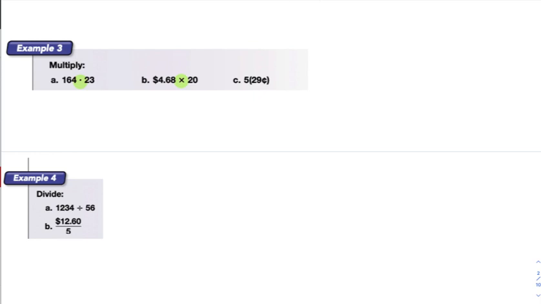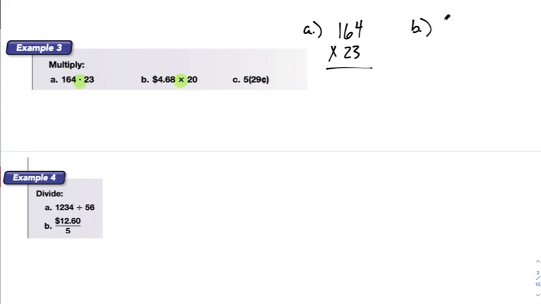If I were to rewrite each of these, what I'd write for the first one, part A, would be simply 164 times 23. With this next one, part B, there are a couple of ways to do it, but I'm going to go old school and write 4.68 times 20. For part C, and this might not be the way you do it, I'm going to write 0.29, which represents my 29 cents, times 5.